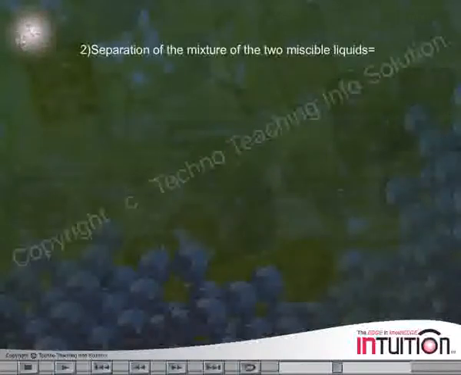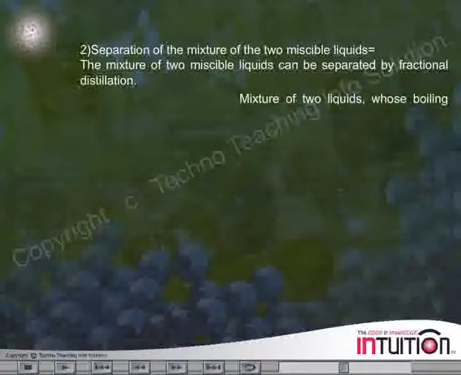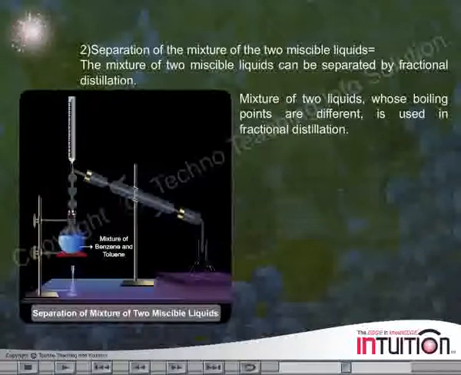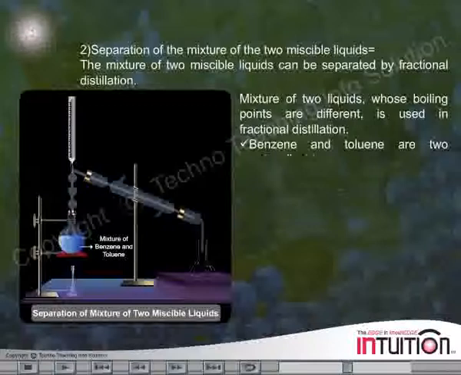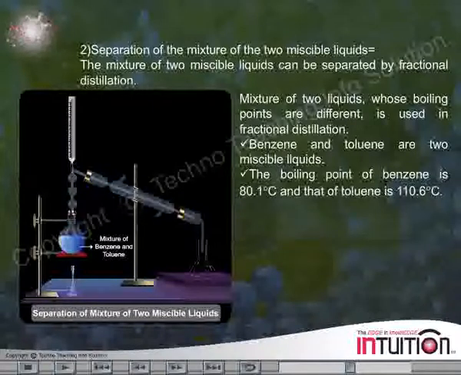2. Separation of the mixture of two miscible liquids. The mixture of two miscible liquids can be separated by fractional distillation. Mixture of two liquids whose boiling points are different is used in fractional distillation. Benzene and toluene are two miscible liquids. The boiling point of benzene is 80.1 degrees Celsius and that of toluene is 110.6 degrees Celsius.